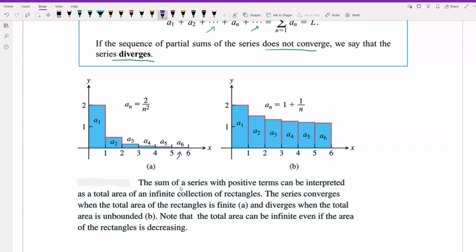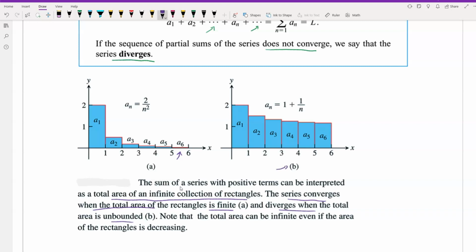The sum of a series with positive terms can be interpreted as the total area of an infinite collection of rectangles. So here we have rectangles for each one of these terms. The series converges when the total area of the rectangles is finite, and diverges when the total area is unbounded.